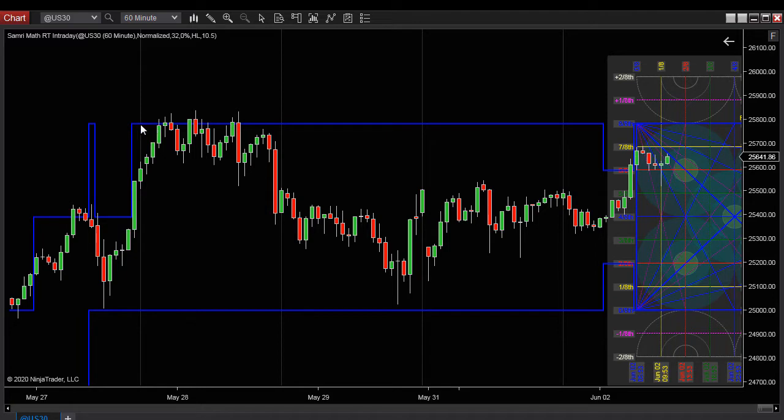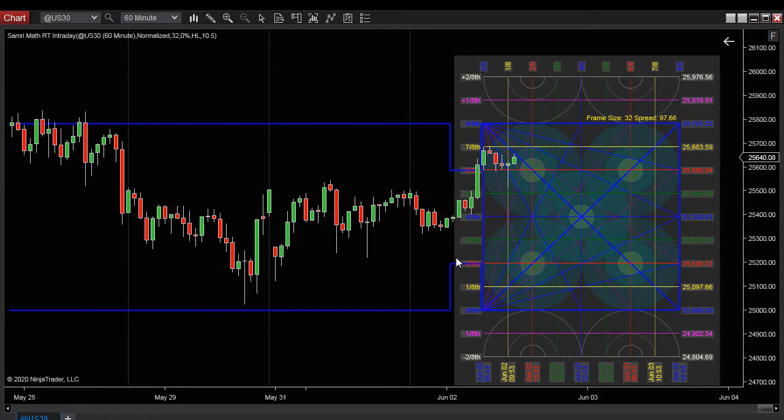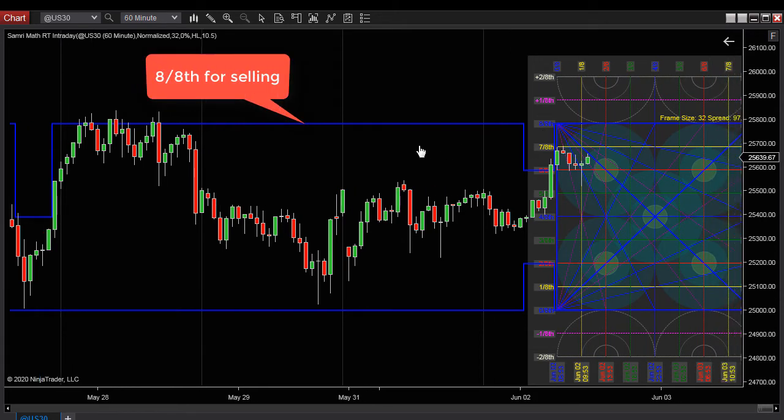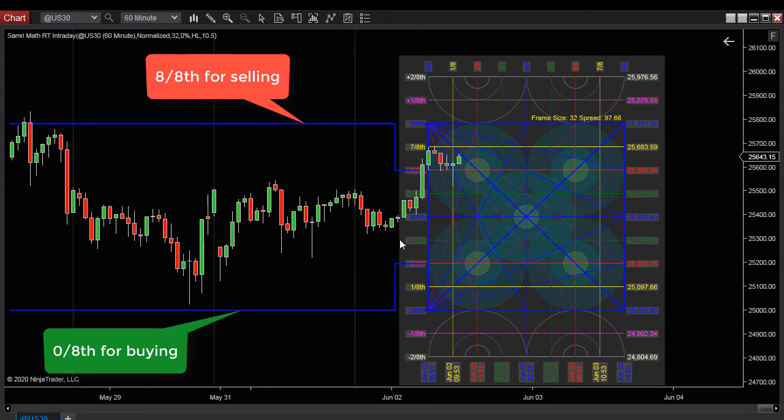Now these plots in NinjaTrader will help us know where the square has been over time. If we've been trading yesterday, the day before, and the day before, the range was pretty much the same. So the square would have been in the same place where it is now, at the same ends of these two plots. These two plots here are the 0/8 and the 8/8 and how they have changed over time.